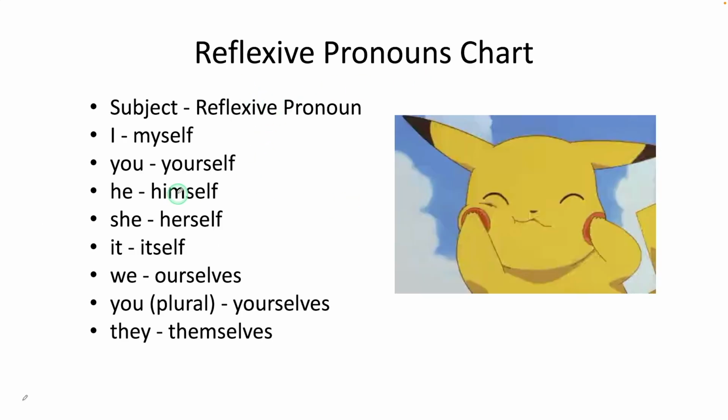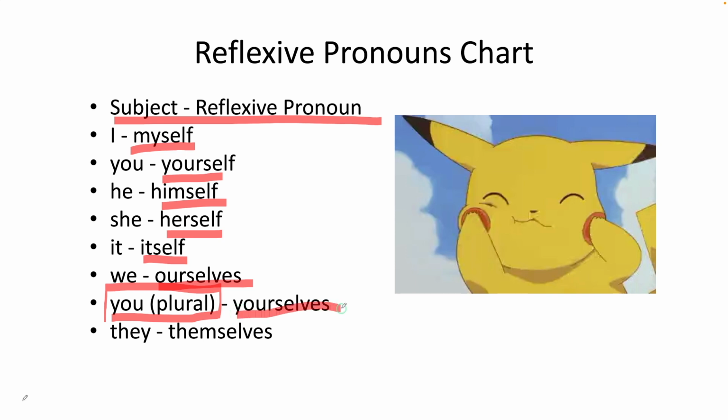So here's a little chart for you guys for all the reflexive pronouns. So I turns to myself. You, yourself, he, himself, she, herself, it, itself. We, because it's plural, ourselves. So it's V-E-S. There's also a you, plural, yourselves. Okay? And then they, themselves.